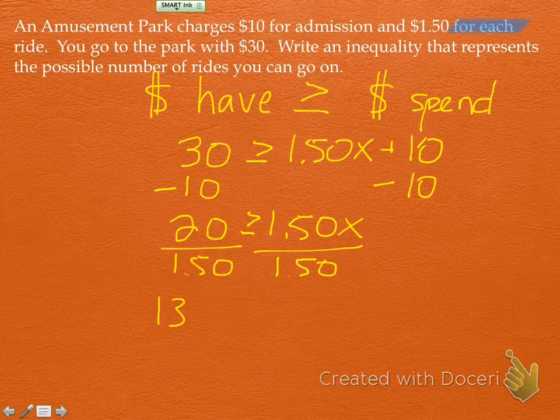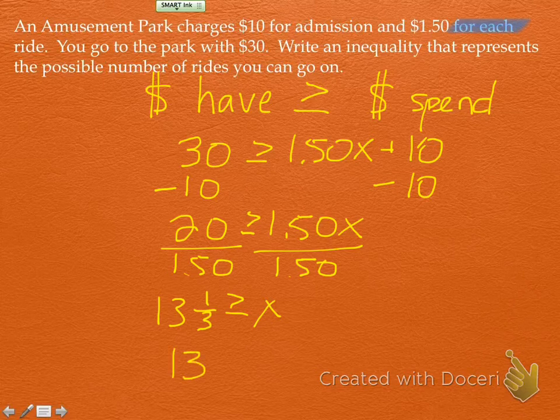And you get 13 1/3 is greater than or equal to x. I can't ride a third of a ride. And I can't ride 14 rides because I wouldn't have enough money. So with these, since I have a limit on how much money I can spend, I have to round it down. So 13 is greater than or equal to x, 13 rides.